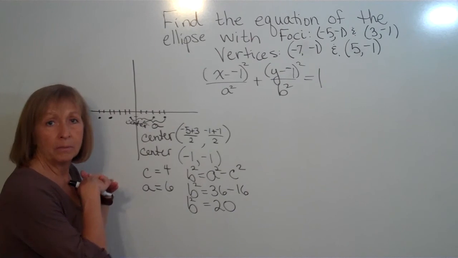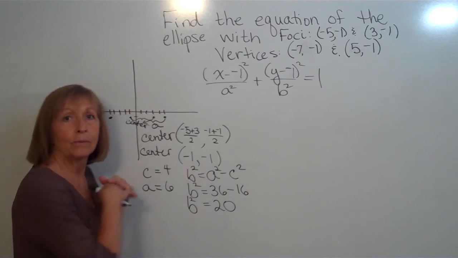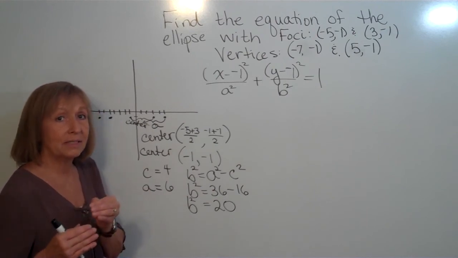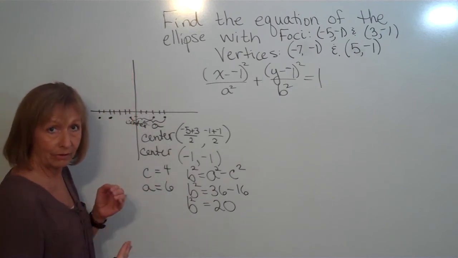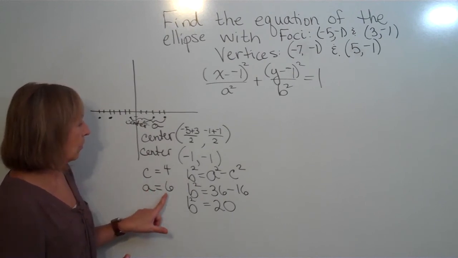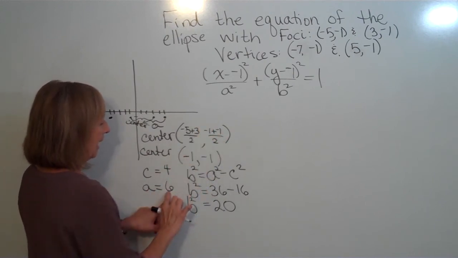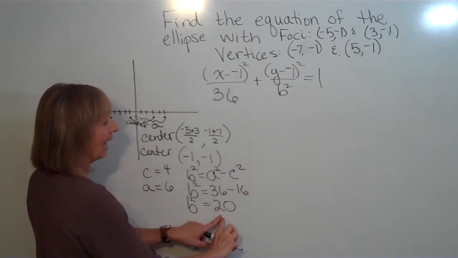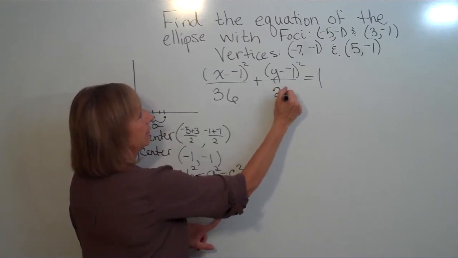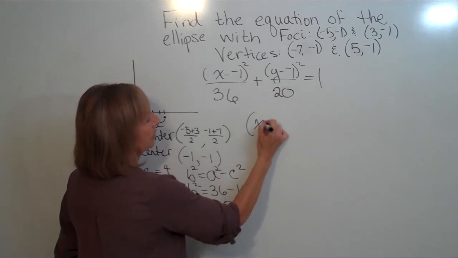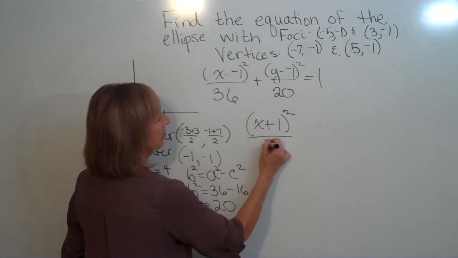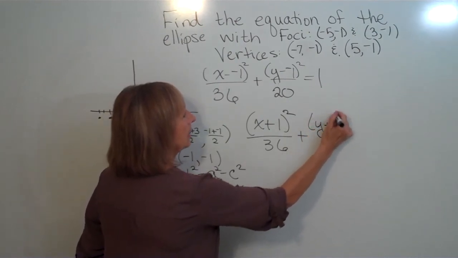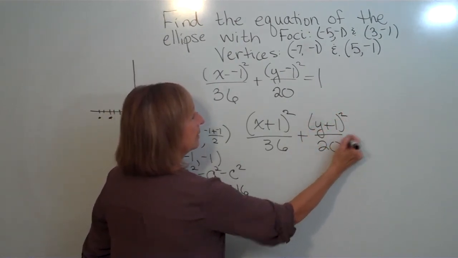But remember, the bigger number is under the x when it's a horizontal major axis, and the bigger number is under the y when it's a vertical major axis. So I'm going to have my a is 6, so a squared is 36. And here I got that b squared is 20. So my equation is (x + 1)^2 over 36 plus (y + 1)^2 over 20 is equal to 1.